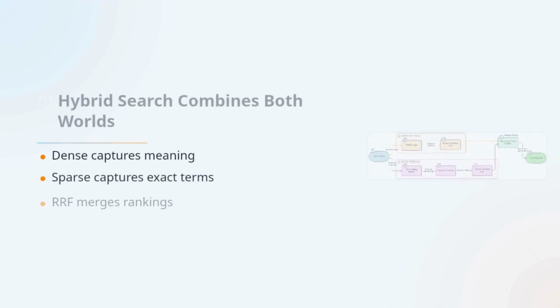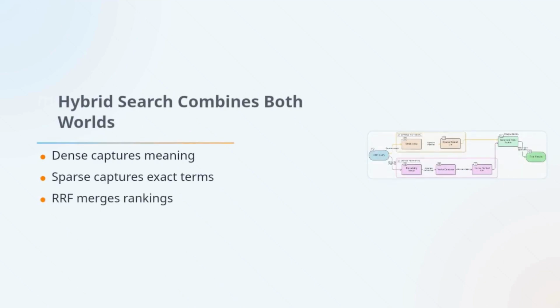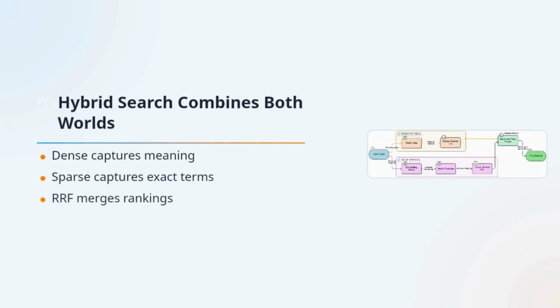Dense retrieval is excellent for semantic meaning, but it may miss exact terms like product codes or error IDs. Sparse retrieval, using methods like BM25, is excellent for exact keyword matches, but weak on paraphrases. Hybrid search combines both. And because dense and sparse scores are on different scales, production systems often use reciprocal rank fusion, or RRF, which merges results based on rank positions rather than raw scores.